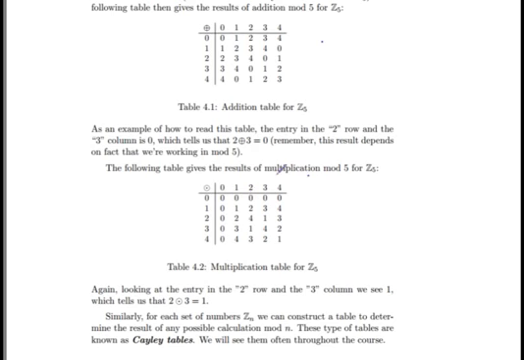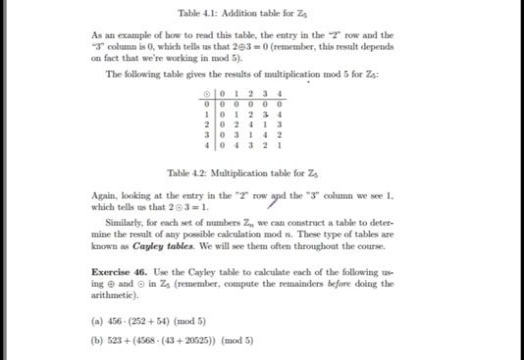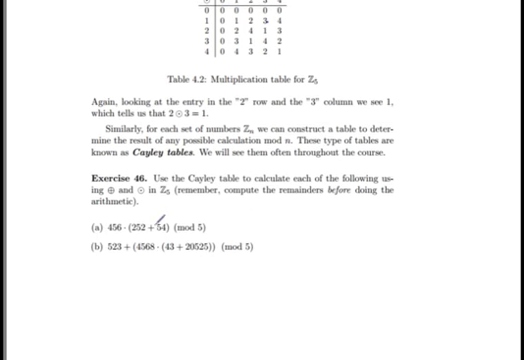So there's a qualitative difference between this table and this table. And this table, in some ways, is like a magic square. Notice that in every row there's only one of each number, and in every column there's only one of each number. Now that's not true in this table here. So in this exercise, what you're supposed to do is use these tables to do this arithmetic. In other words, you reduce the big numbers to small numbers and use the Cayley tables to get your result.